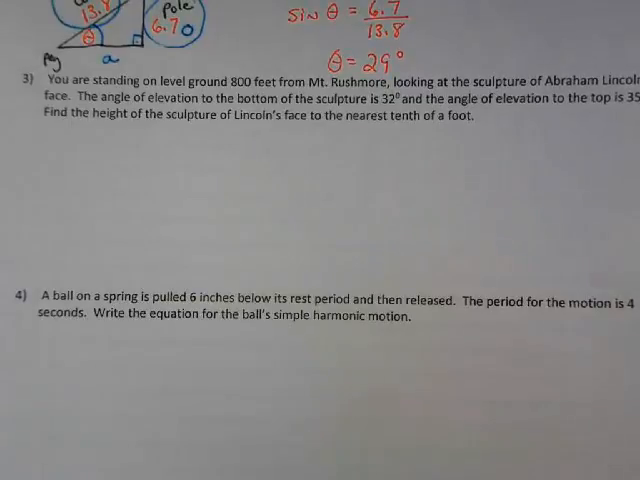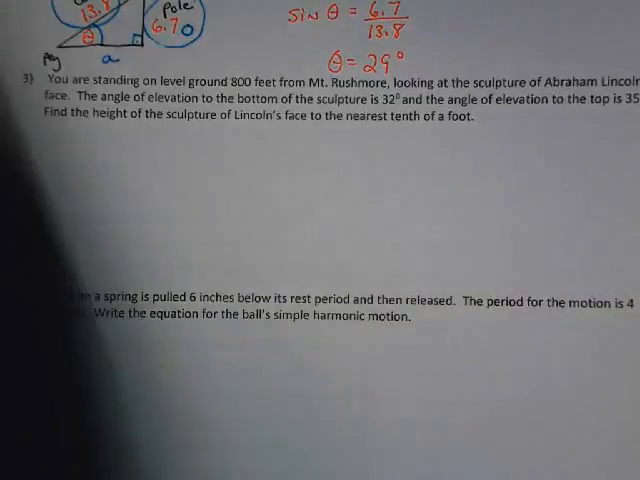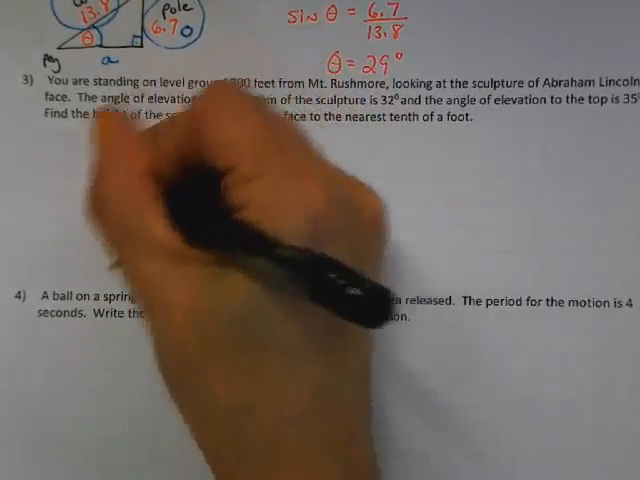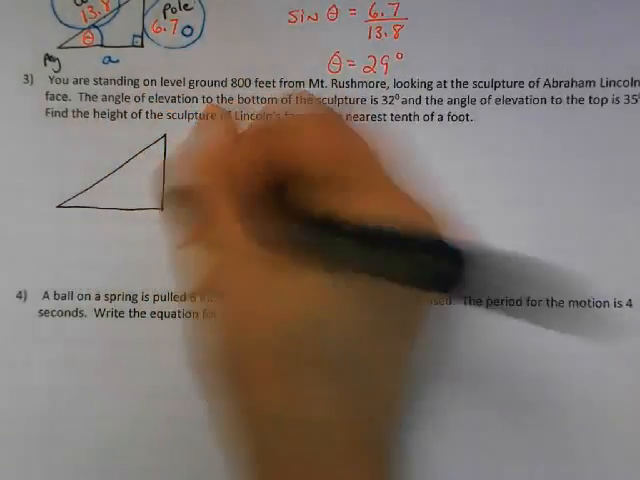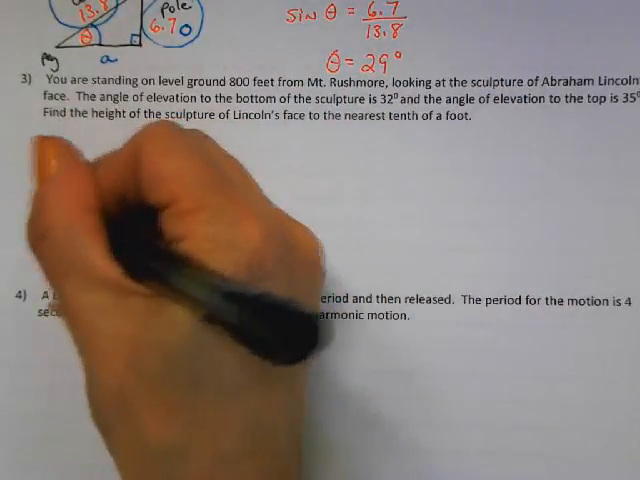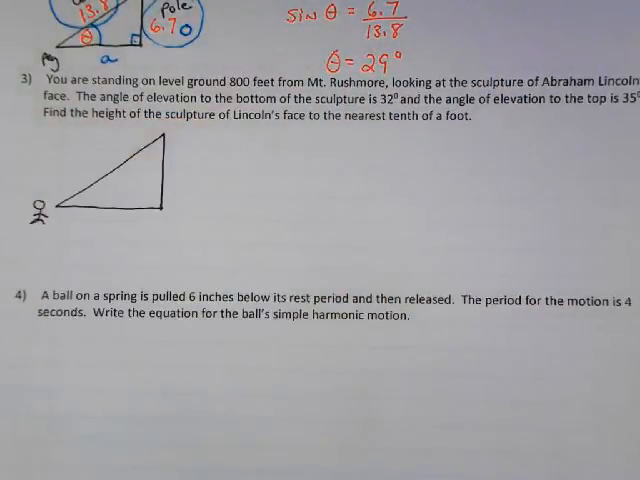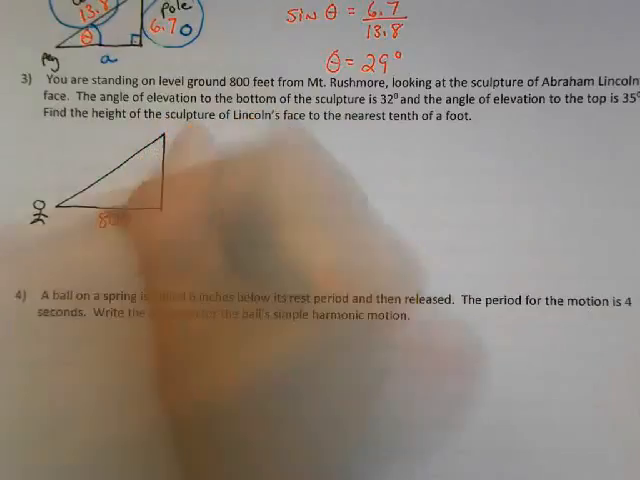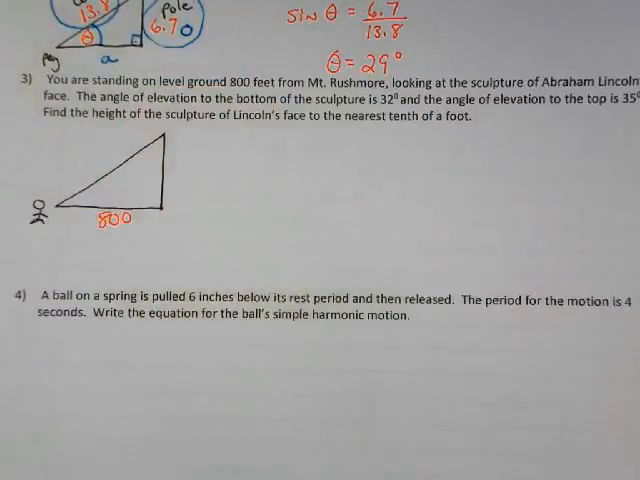So this one's going to look a little bit weird. You did these when you were in geometry, but let me see if I can... And again, by no means am I an artist, but you're over here at the ground. So there you are. You're 800 feet from Mount Rushmore. So do you agree that you're 800 feet away? Here's Mount Rushmore over here. You're looking at Abraham Lincoln's face.